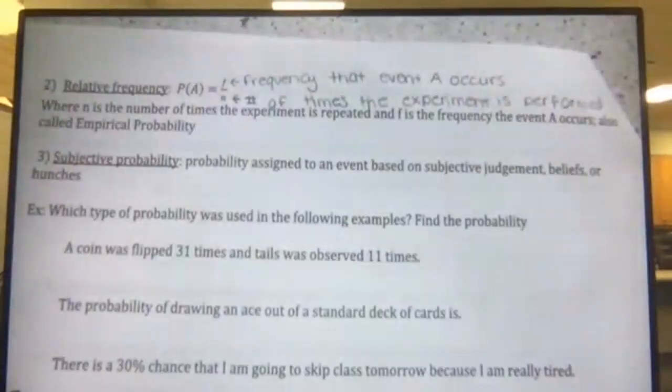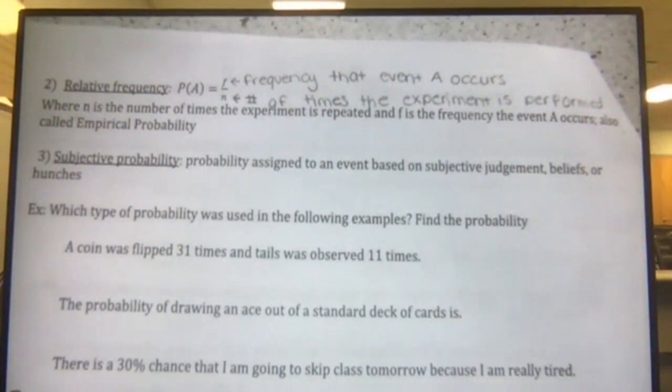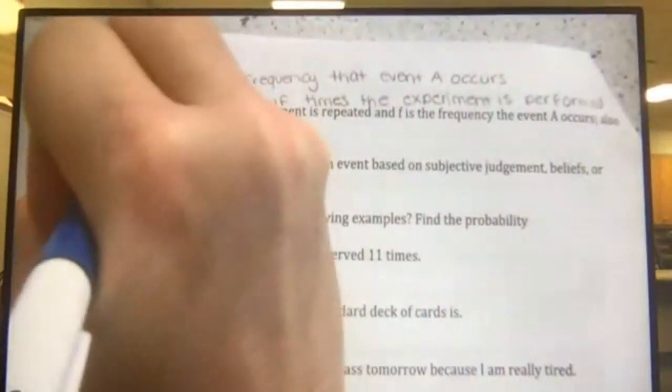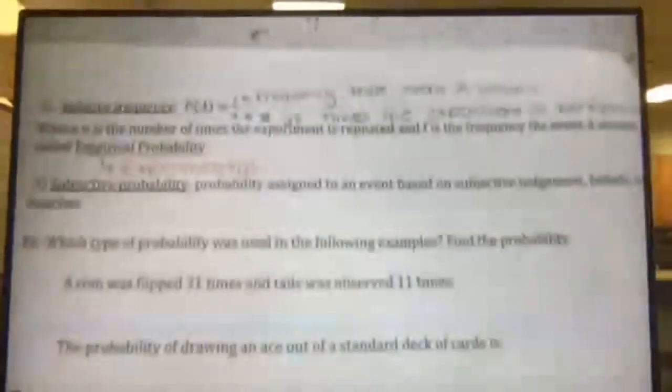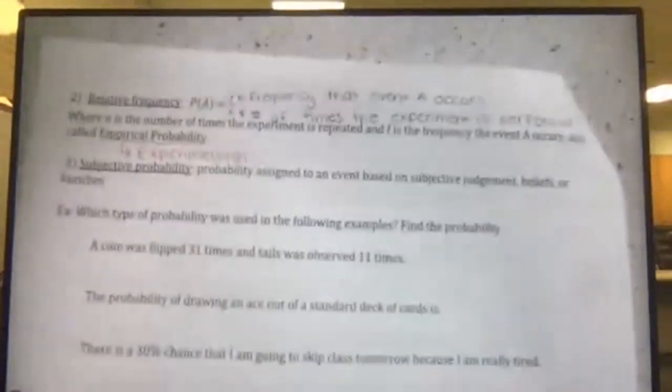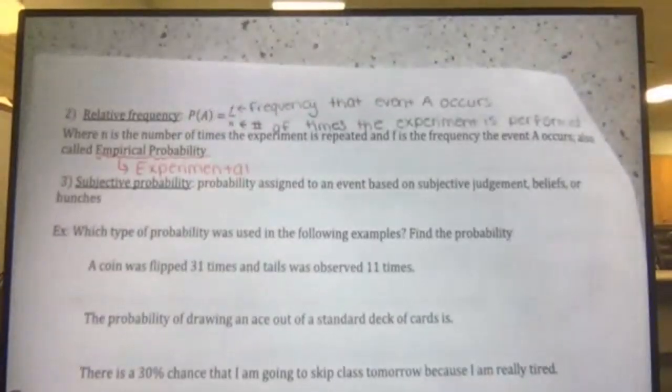And it says that here. So N is the number of times the experiment is repeated. F is the frequency the event A occurs. It's also called empirical probability. So empirical probability is important. Another word for empirical is experimental. So whenever you see the word empirical, it means experimental. We're actually performing an experiment. We're actually taking the data in and testing it to see what our data, what our numbers really are.